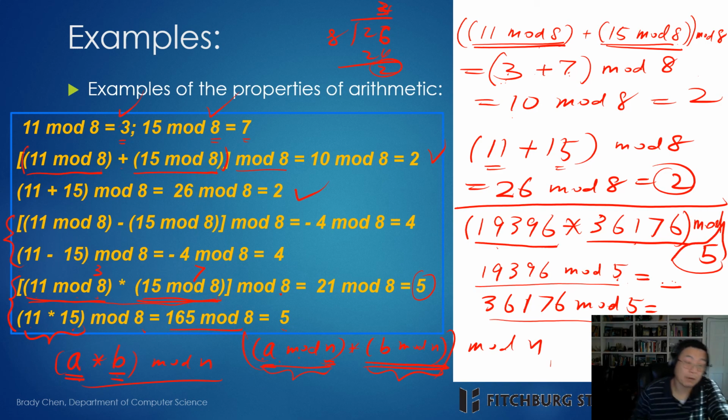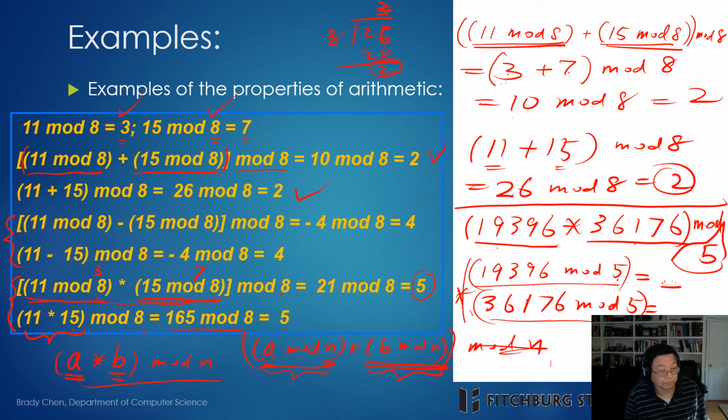Think about this, okay? Once we get these two numbers, we multiply these two numbers, and then do the mod. This is going to save a lot of calculations for us.